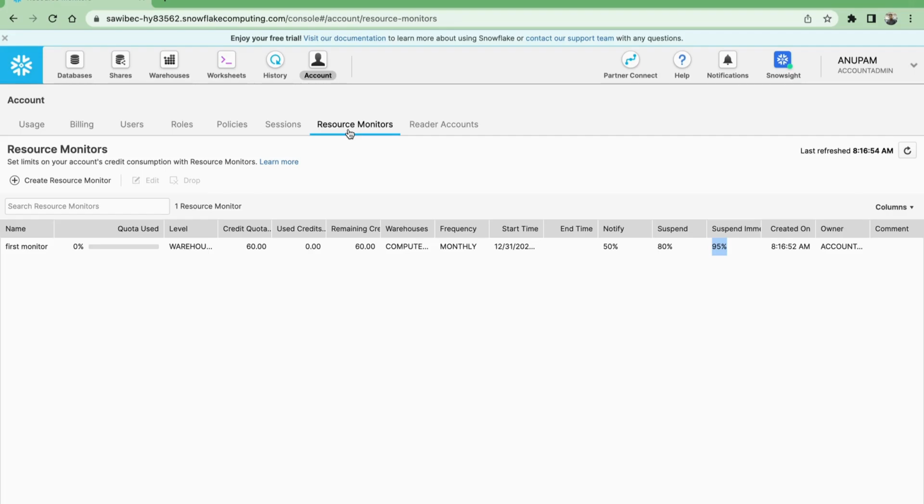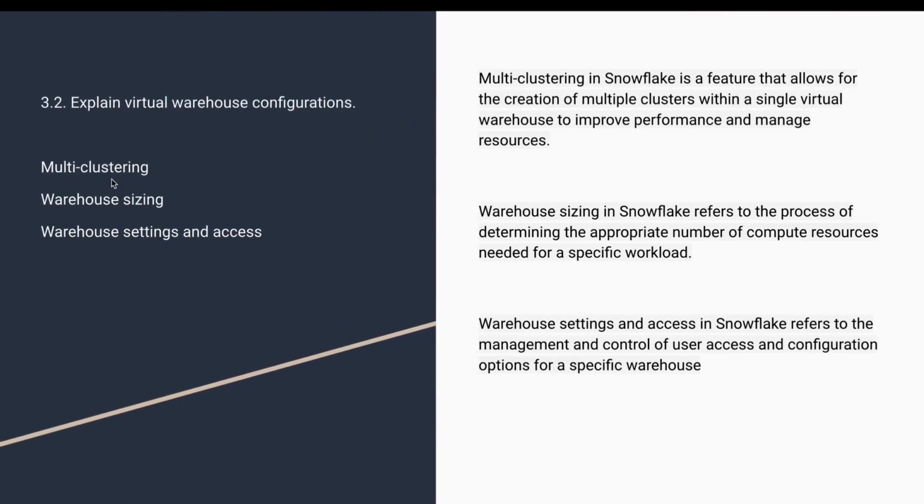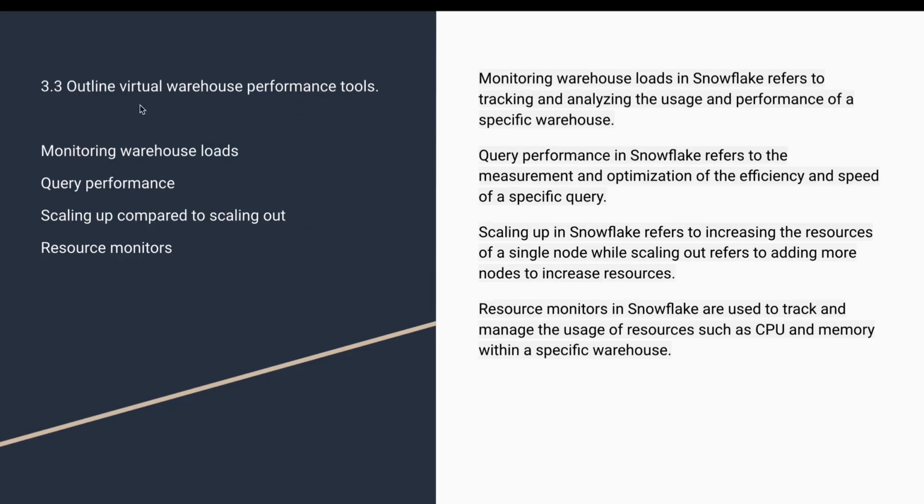Let's go back to the PPT. We discussed multi-clustering, warehouse sizing, and warehouse settings and access. Now let's move to the various performance tools: monitoring warehouse load, query performance, scaling up compared to scaling out, and resource monitor. We already discussed the resource monitor. We will go deeper into scaling up compared to scaling out.